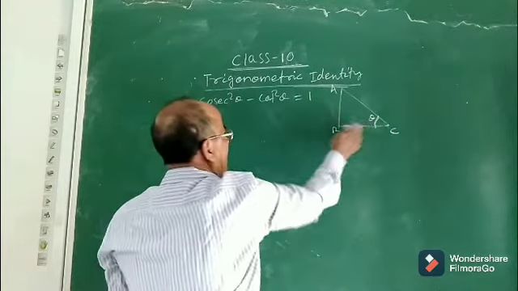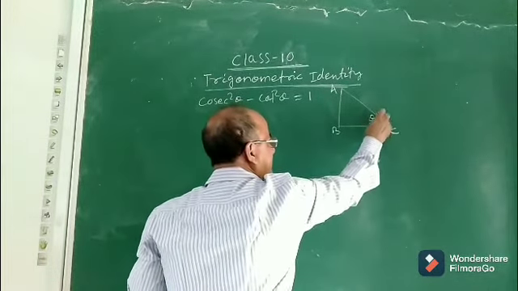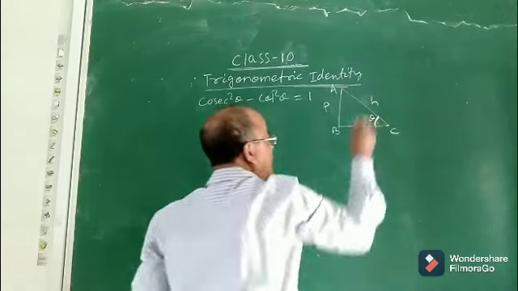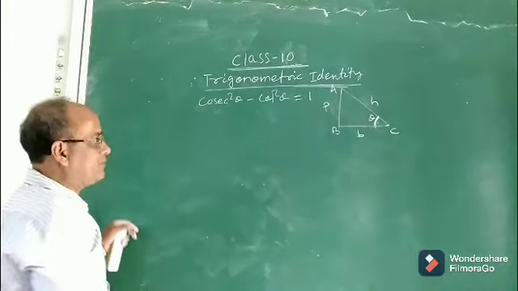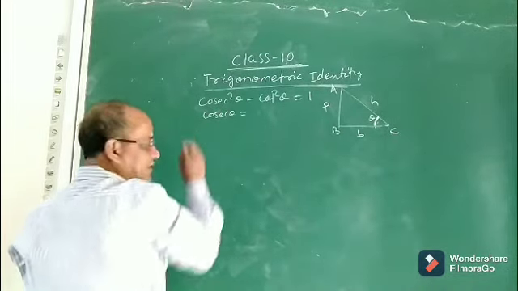Cosec ratio of this angle and cot ratio of this angle. As we are finding the trigonometric ratios of this angle theta, that is angle C, this will be the perpendicular, this will be the base, and this will be the hypotenuse. Now first you find out cosec theta. You know what is the formula for cosec theta?